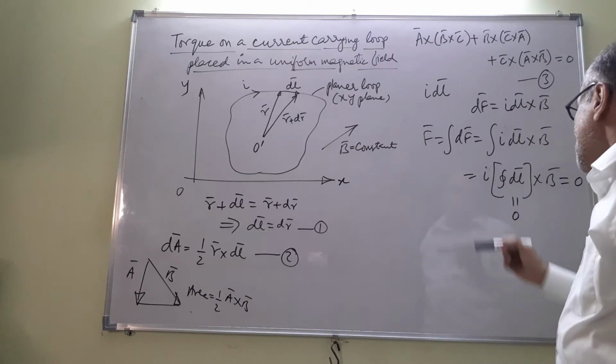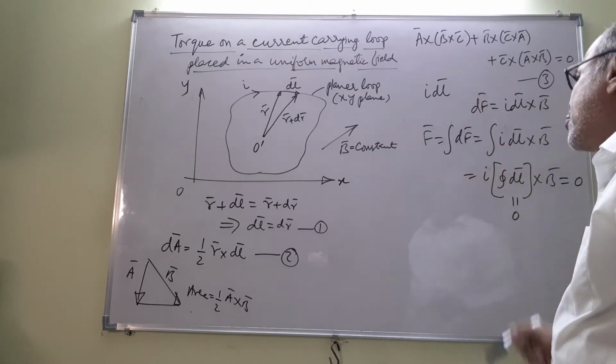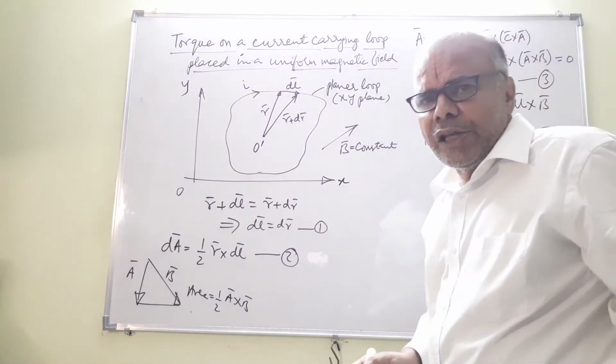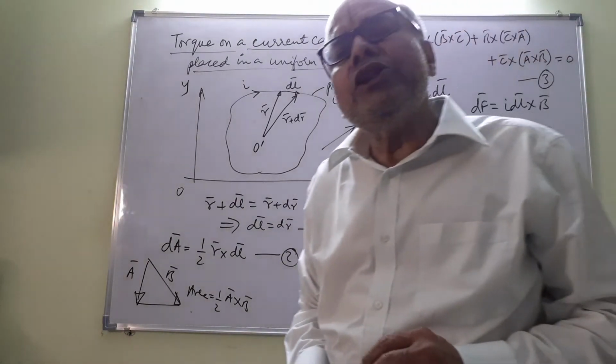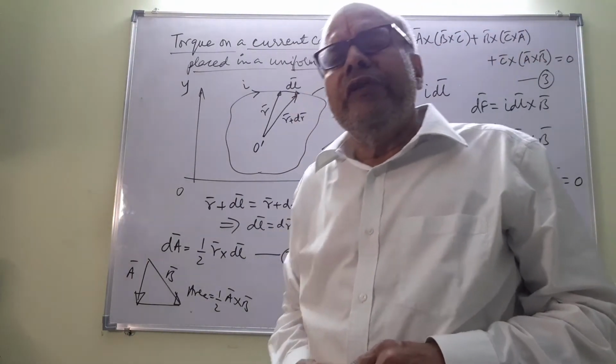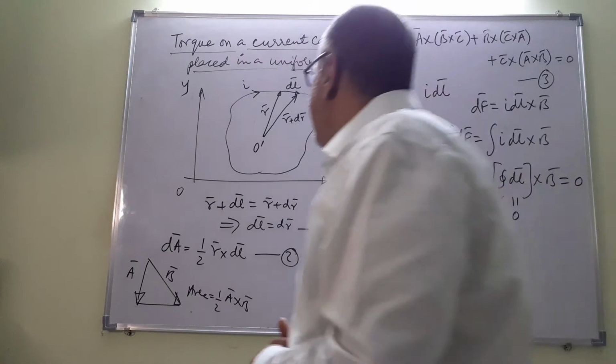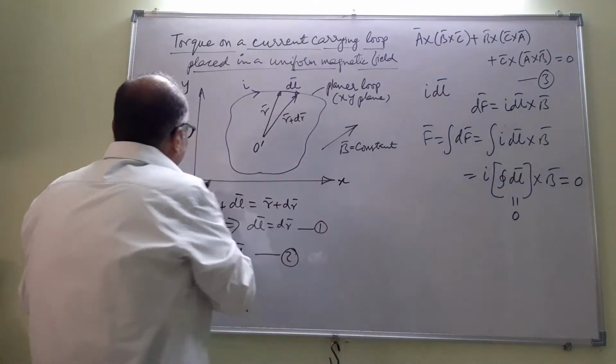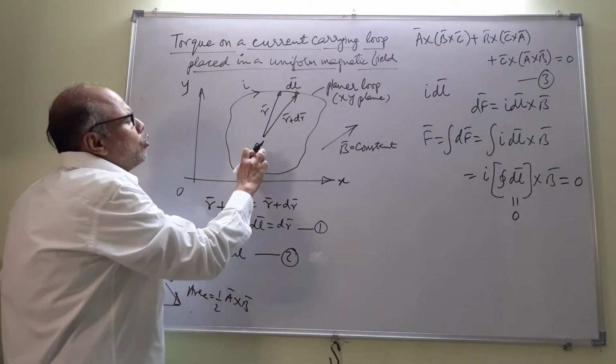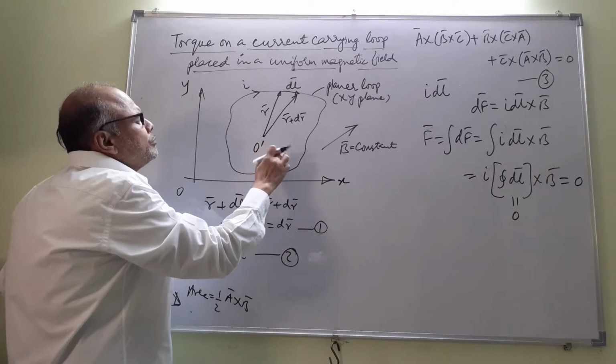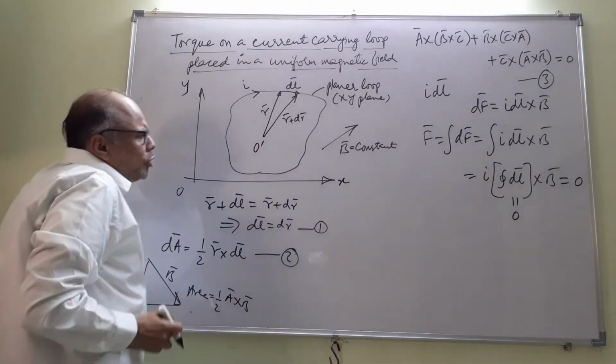Since we have got the net force as 0, we could take the torque about any point. We could take it about O, we could take it about O dash, we could take it about some point C, any point we would take.